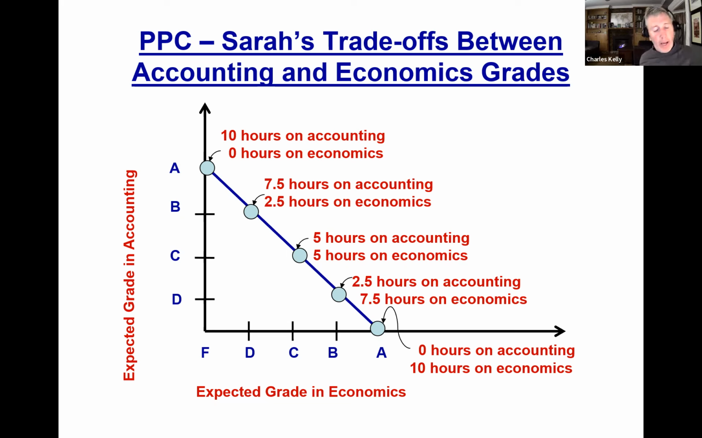Now, obviously, she could say, all right, I don't want to do all 10 hours for accounting. How about 7.5 hours for accounting and 2.5 hours for econ? Well, the choice is trade-offs and cost. She can't have an A in both classes. A little bit of time towards econ, her econ grade goes up, her accounting grade goes down, right? A little bit more time for econ, again, better economics grade, a little worse accounting grade.